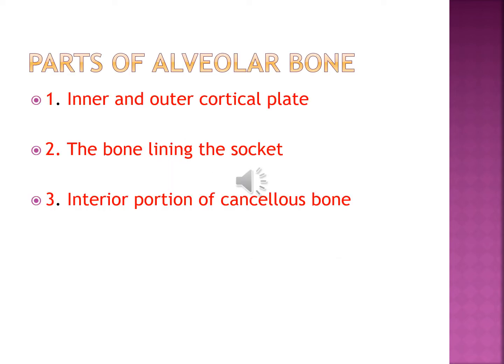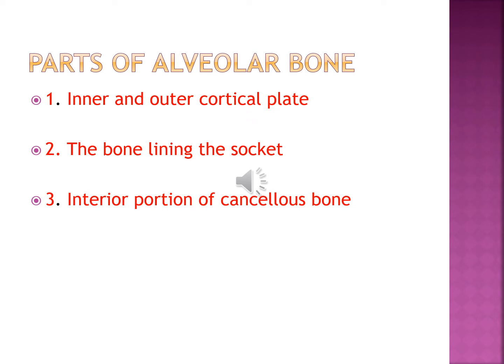So let's see which are the parts of the alveolar bone. We have an inner and outer cortical plate. We have the bone lining the socket. Then there is an interior portion of cancellous bone. So these are the three main parts of alveolar bone.